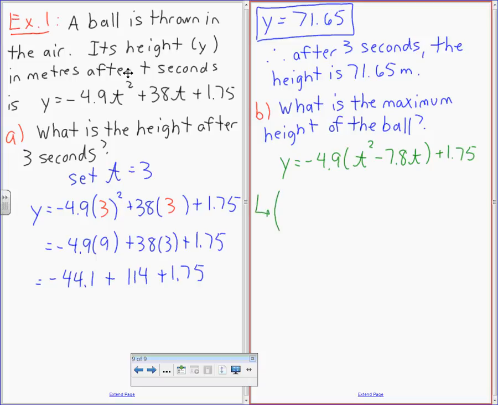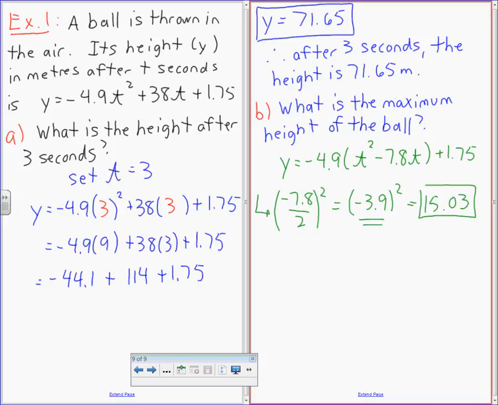Move 1.75 out of the bracket. Okay, good. And then it's negative 7.8 over 2 squared equals negative 3.9 squared. Yeah. Okay, everyone's confirmed. We're all good so far? Yes? Good? All right, Spencer, go ahead, please.